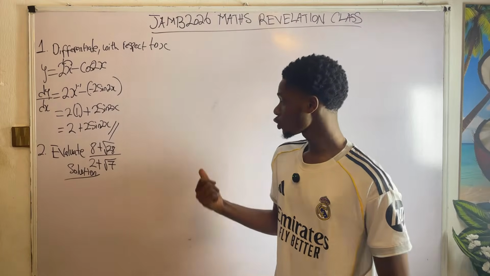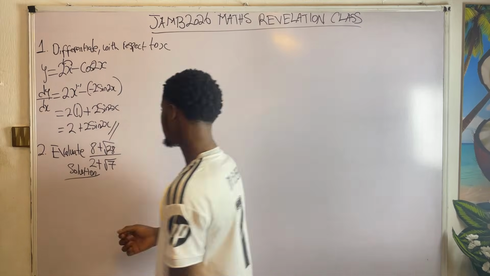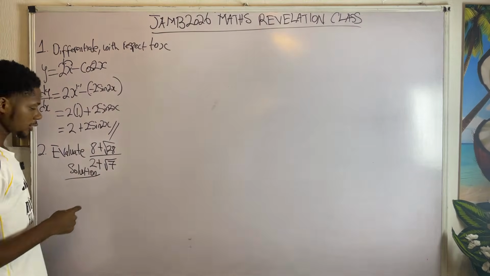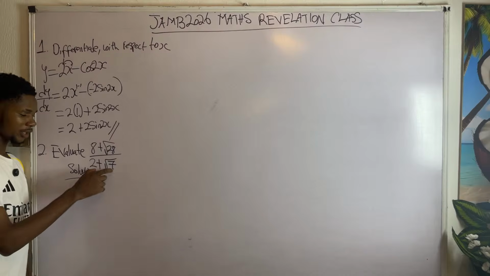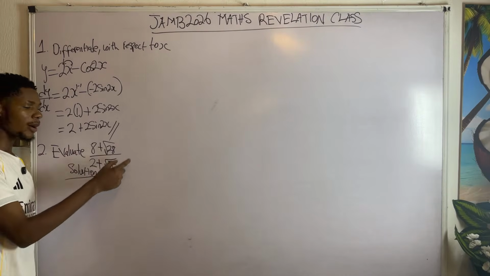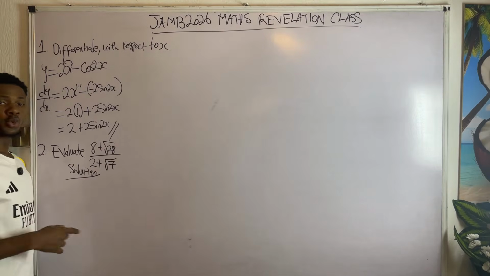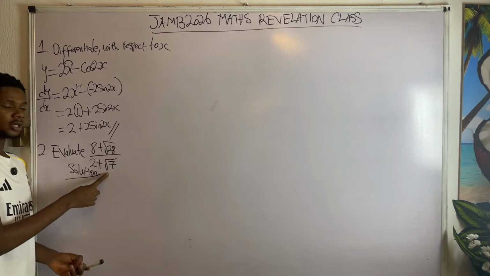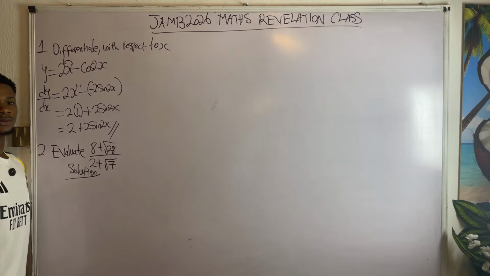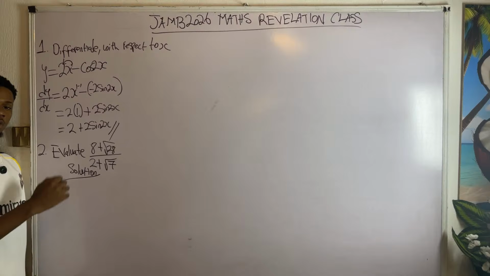Now I'm going to solve this particular question on the board. Evaluate 8 plus root 28 over 2 plus root 7. Whenever you are seeing a sum in a denominator, the first thing you want to do is rationalize. That's the first thing that should come to your mind. How do you rationalize for a case like this? You multiply the top and bottom by the conjugate of the denominator. What is a conjugate? If you have 2 plus root 7, the conjugate is 2 minus root 7. If you have 3 plus root 7, what is the conjugate?